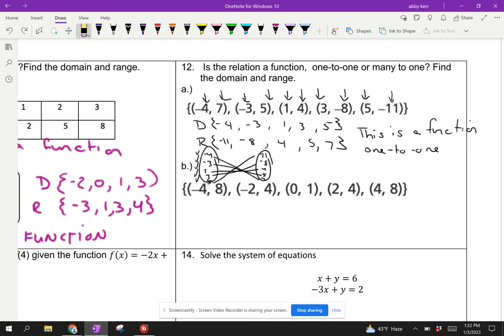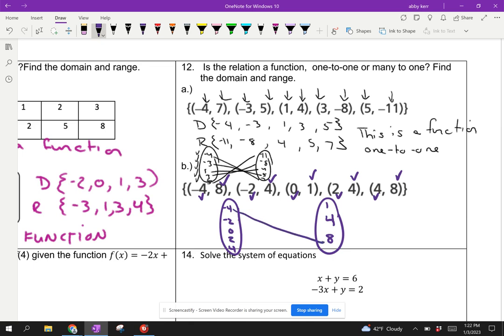Here, we have -4, -2, 0, 2, and then 4. And then we have 1, 4 repeats, so write it once. And then 8 also repeats, so write that once. So -4 maps to 8, -2 maps to 4, 0 to 1, 2 to 4, and then 4 to 8.